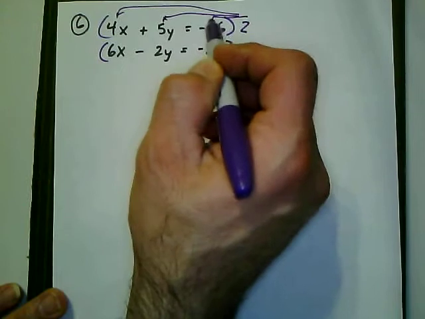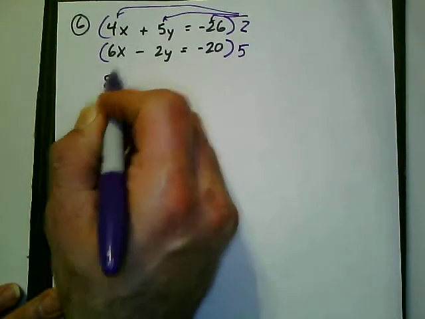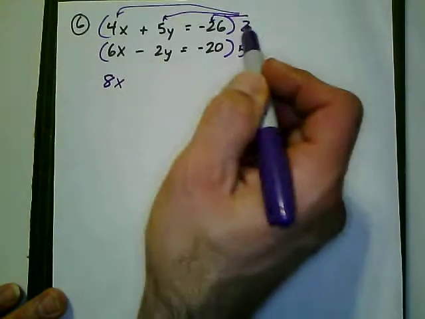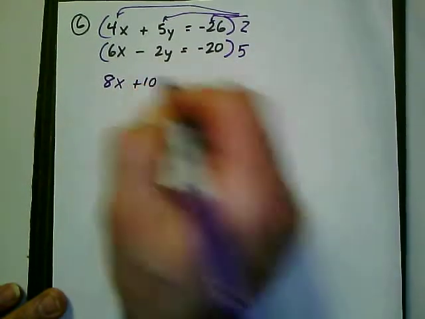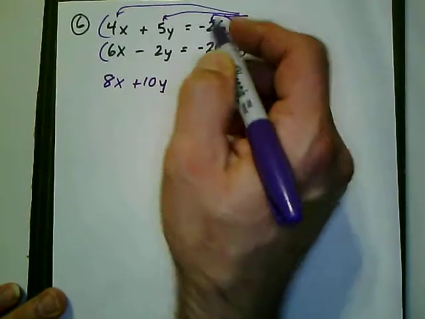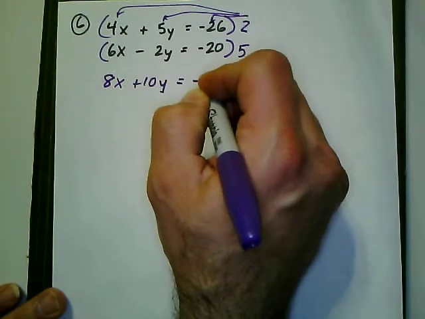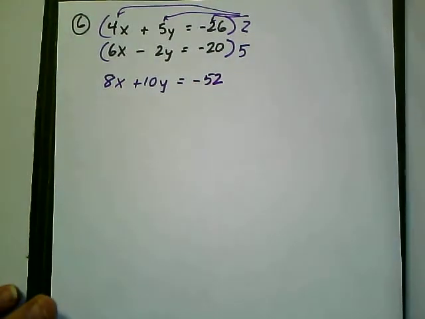to each term on the inside. So 2 times 4 is 8, and it has an x. 2 times 5 is 10, and they have 1y. And 2 times negative 26 is going to be negative 52.